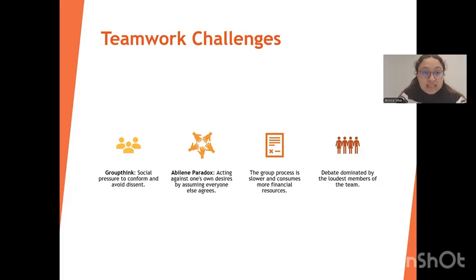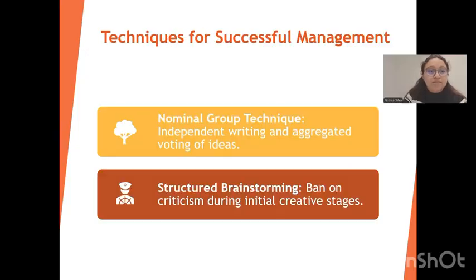Working in a group has its own obstacles. The most dangerous is groupthink, where members keep their doubts to themselves to protect harmony. The Abilene paradox also occurs when a team makes a decision that no one individually wants, simply because each person thinks the others support it. Group processes are also slower, and dominant voices drown out the rest.